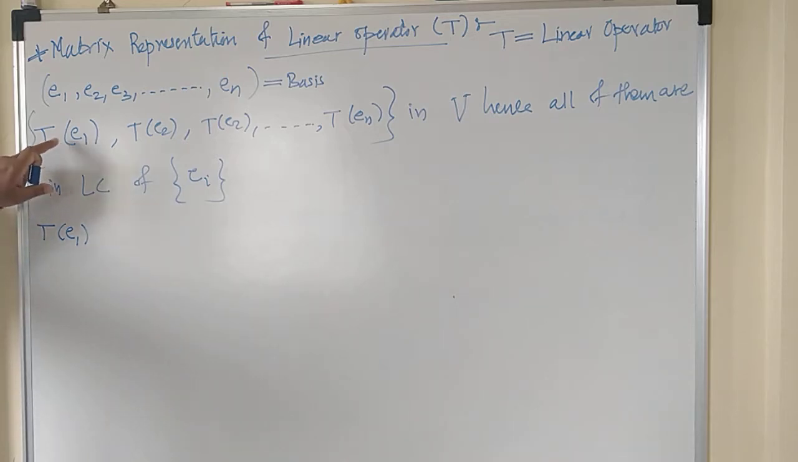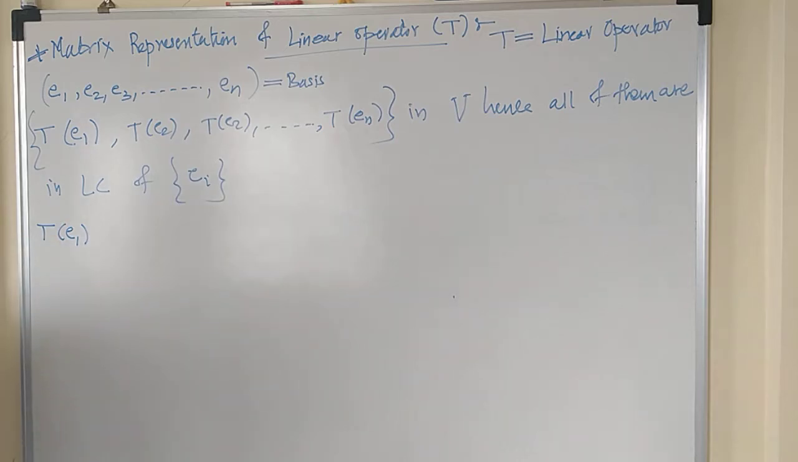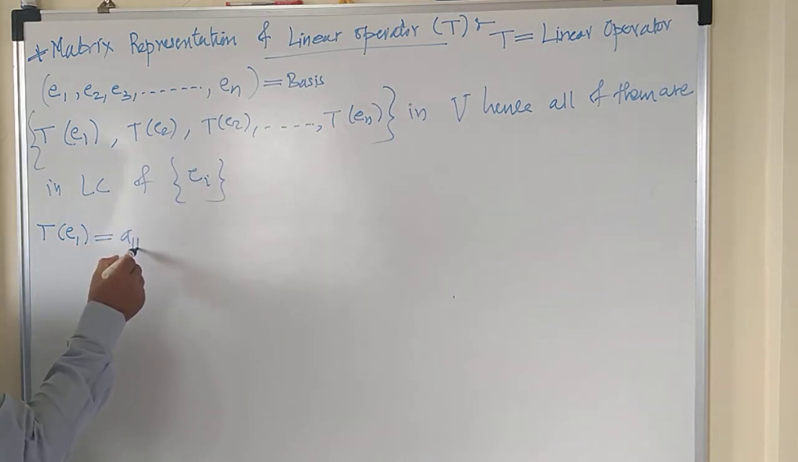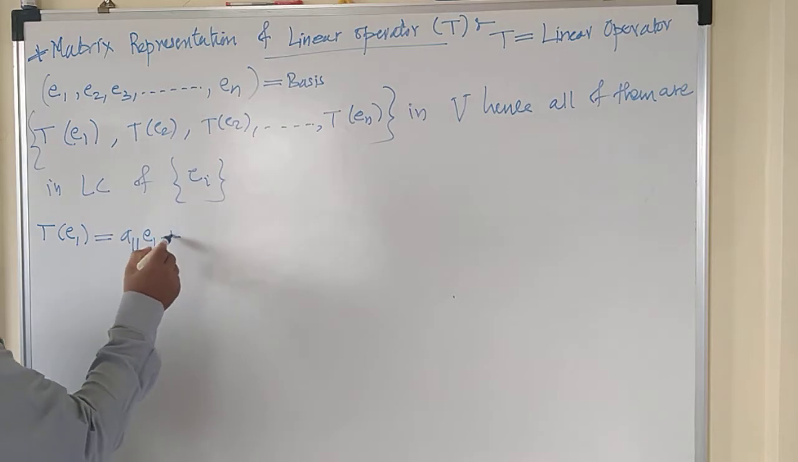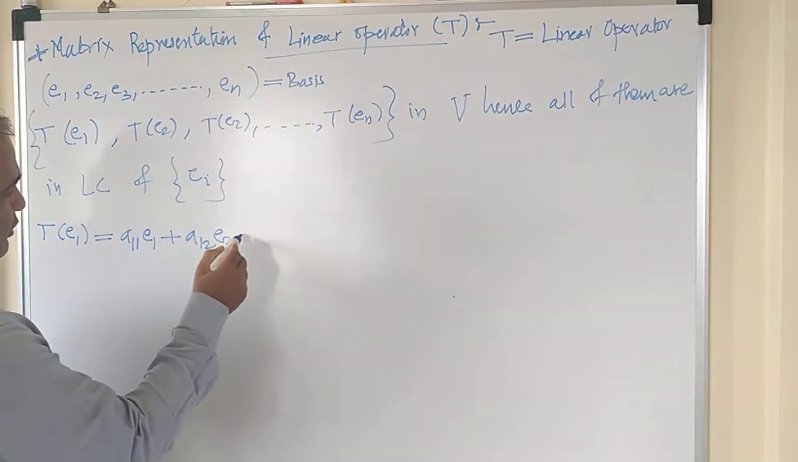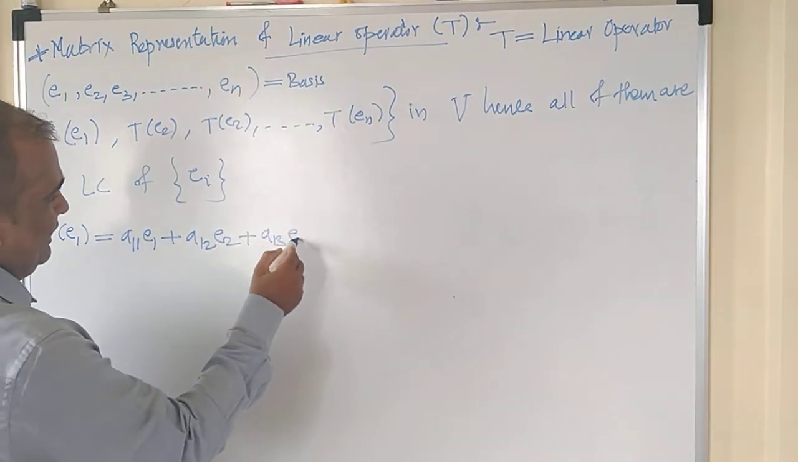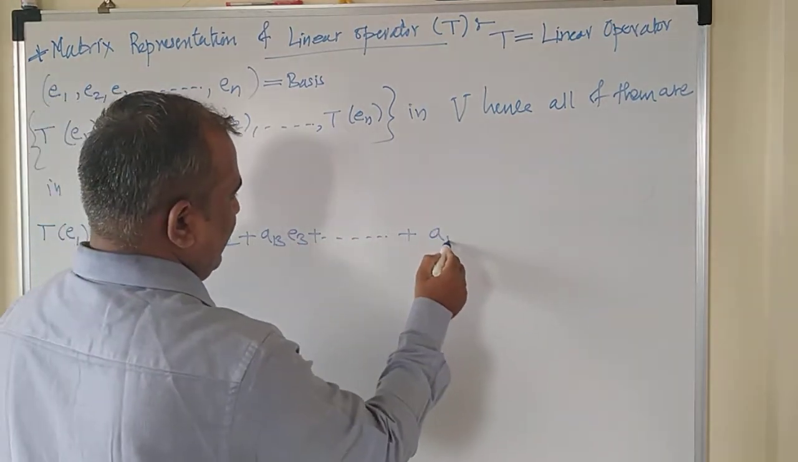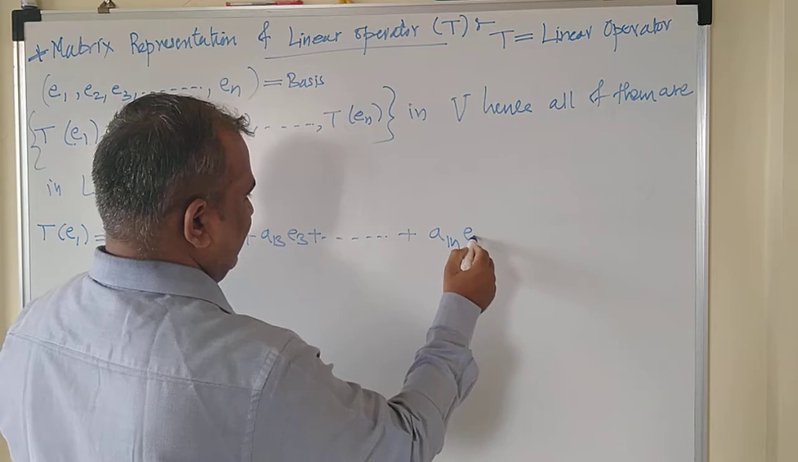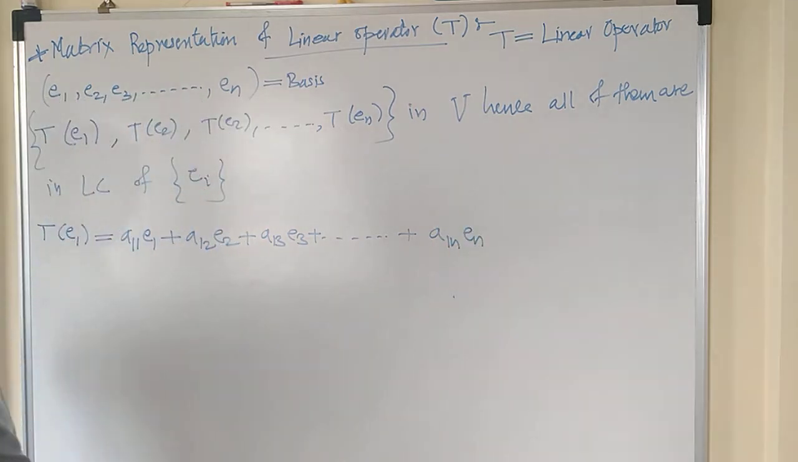And therefore I can write the linear operator operated on the basis, Te1, equals A11 E1 plus A12 E2 plus A13 E3 plus dot dot dot plus A1n En. Let us assume that the coefficients are A11, A12, etc. Got it?